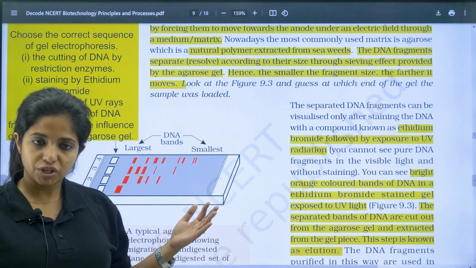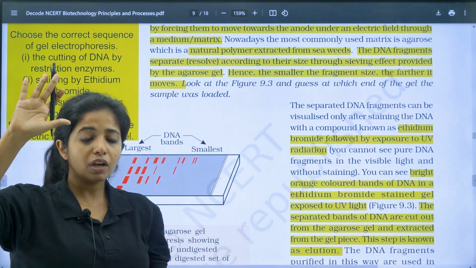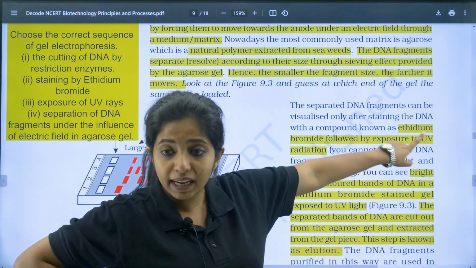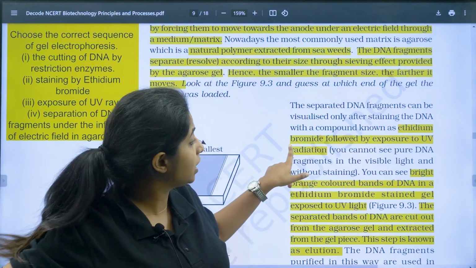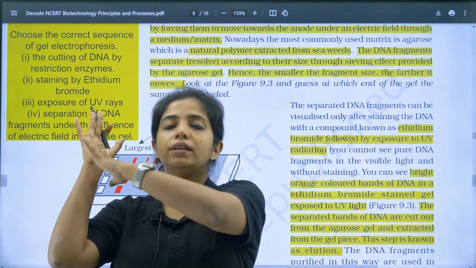You take a nitrocellulose sheet, you put it like this. Now everything comes over here on this particular sheet. Now you put ethidium bromide. Very important. Ethidium bromide you put. Now you think that it might be visible? No. Then you have to treat it under UV radiation.